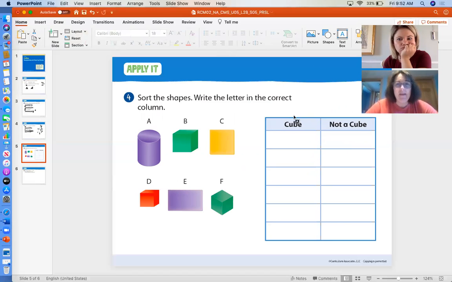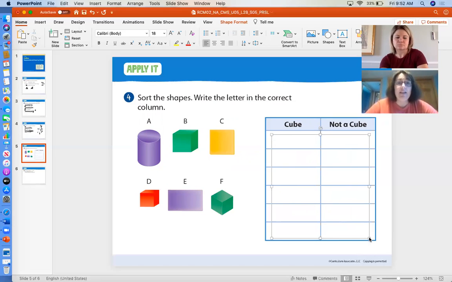So we're gonna look at A, and I remember that A is a cylinder. It doesn't have any sides, right? So A is not a cube, so we're gonna write A in the not a cube side. Then we're going to go to B. Well, B looks good to me. It has square faces, so I'm going to say yes, B is a cube.